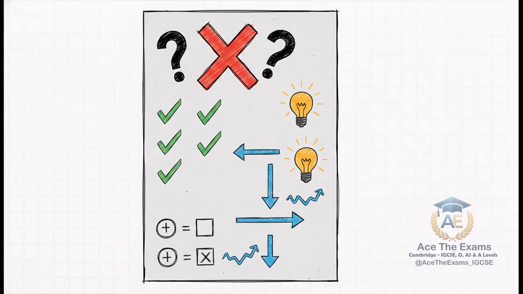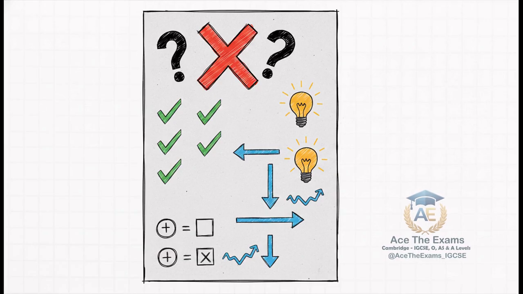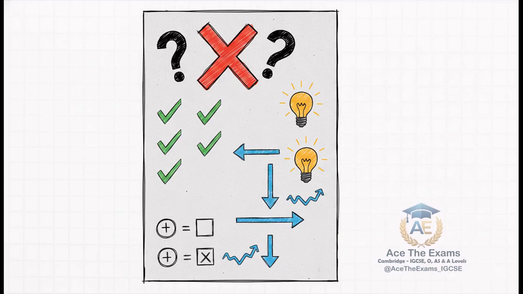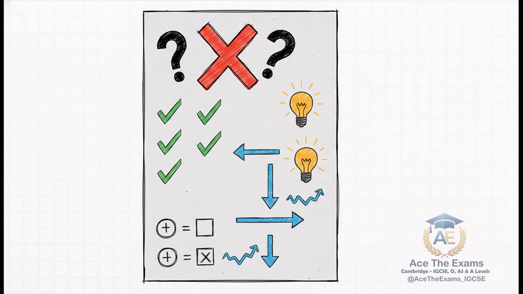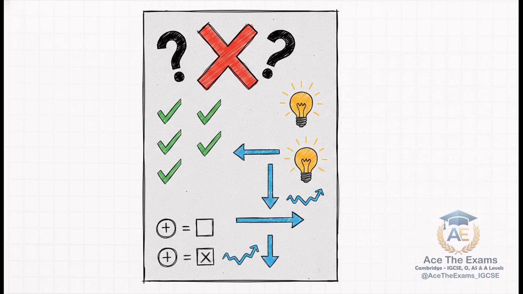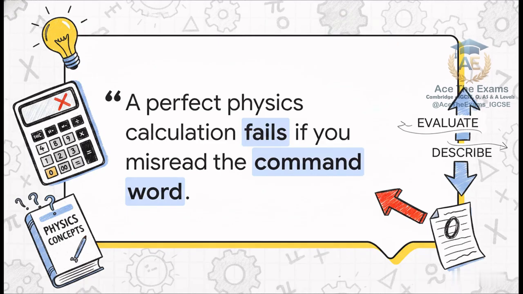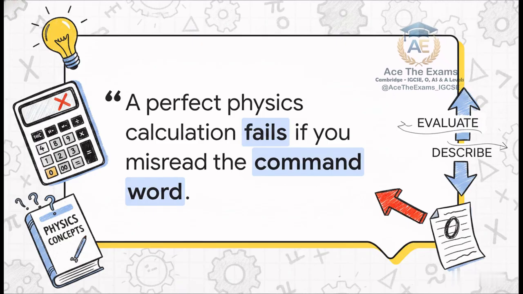Which brings us to the absolute most frustrating scenario in all of Cambridge physics. Imagine this. You've used the powers of 10 shorthand perfectly, you remembered all your vector directions, you averaged your multiple measurements to reduce the error just like we practiced, your physics is 100% correct, but your mark is still a 0. Why? How is that even possible? Because a perfect physics calculation absolutely fails if you misread the command word. Knowing the concepts and having that 4-step framework is incredibly powerful, yes, but it's completely useless if you apply it to the wrong task. If the examiner explicitly asks you to evaluate, but you only describe, you failed the question before you even picked up your calculator.